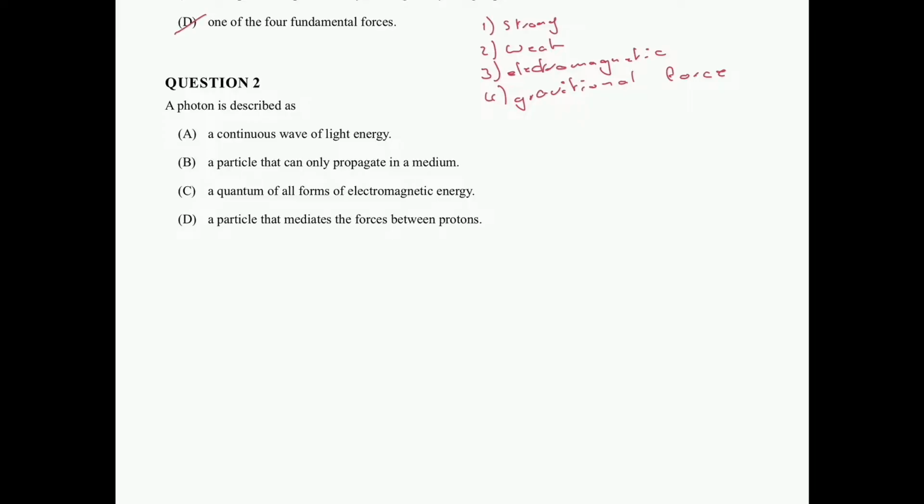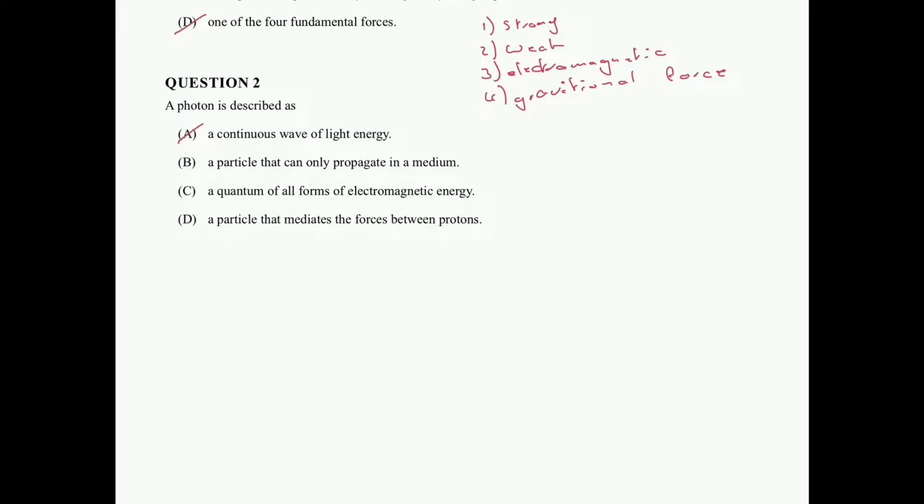All right, so question 2. A photon is described as a continuous wave of light. Again, I'm going to rule this one out. That's because light can be described as a wave in certain situations, so that's our wave-particle duality. But a photon is not a continuous wave, but rather one of those discrete packets you would have learned in your quantum theory. So a photon is one of those discrete packets.